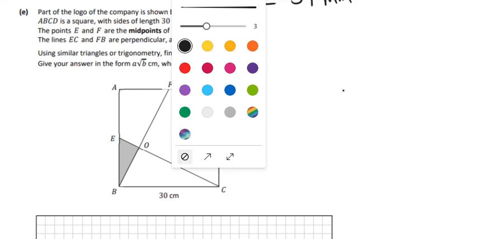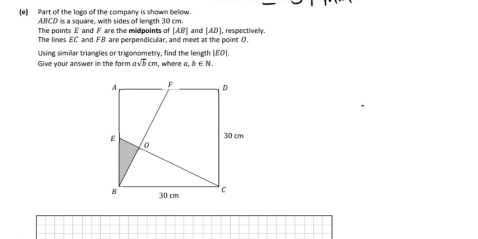Right, so for part E, it gives us a lot of information anyway. The length of all the sides are 30, and it tells us that E is the midpoint of AB, so therefore this has to be 15 here. This has to be 15. And it also says that F is the midpoint of AD, so that's 15, and that's 15.